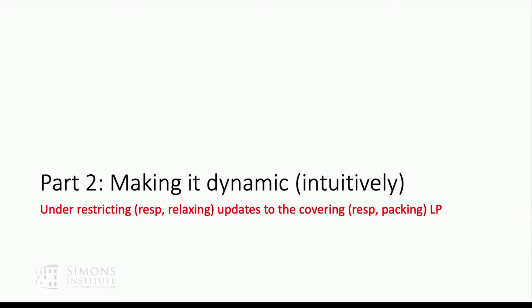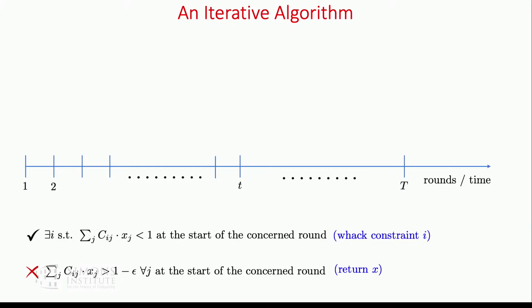Now, why does this work? Why is it a good candidate to dynamize? Now, just to make things specific, I'm going to look at the following setting. We have a covering LP that's undergoing restricting updates, or alternatively, you can think of the dual packing LP as undergoing relaxing updates, and we just want to maintain an epsilon approximate solution. Okay, here is the main insight behind dynamization.